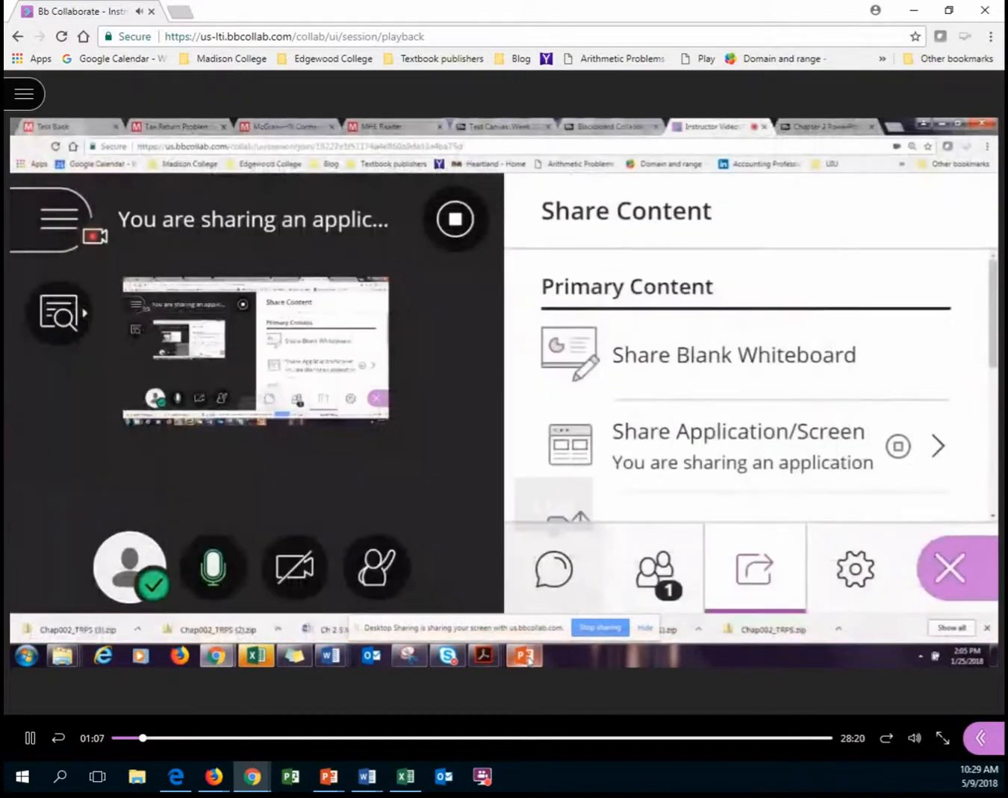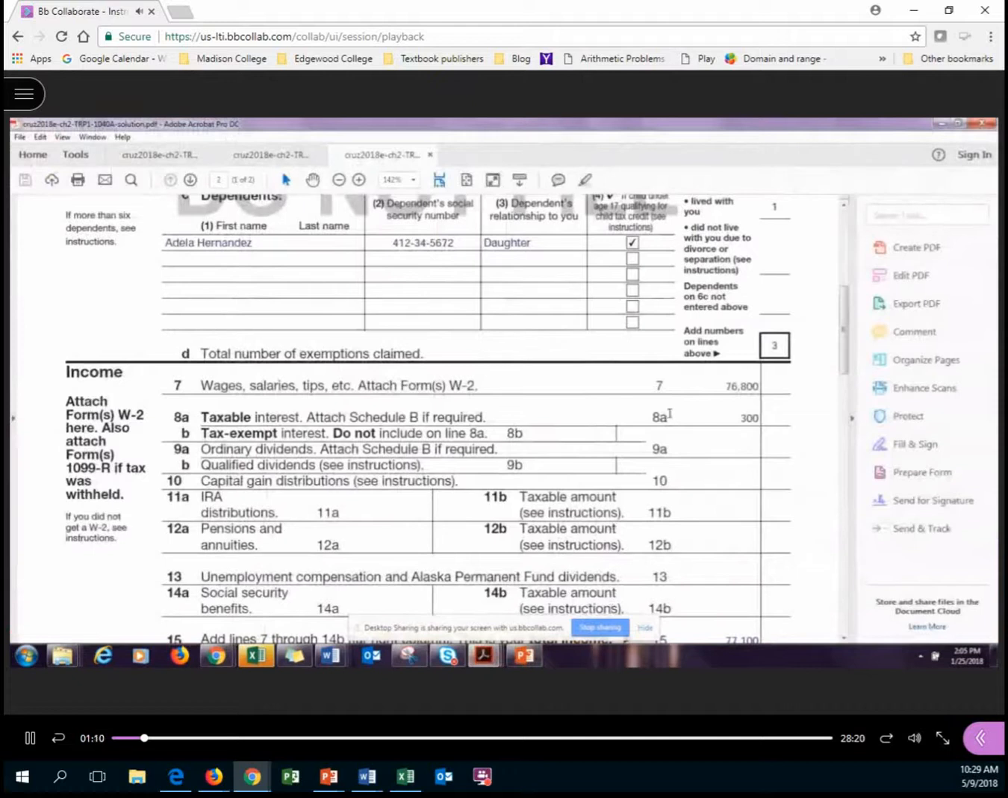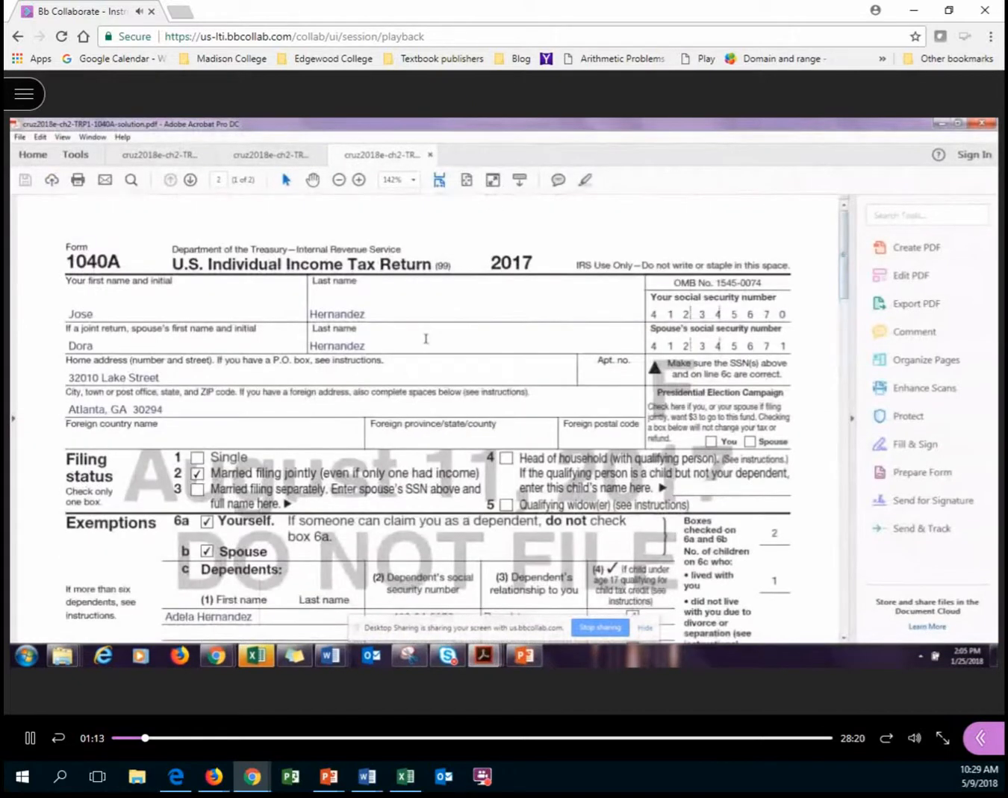And 1040A is the primary form that we'll be, as I said, focusing on in this week, this chapter. And we'll move ahead into 1040 and cover 1040 and various aspects of the form in the remaining weeks ahead. But for this week, we're going to take a look at the 1040A. This happens to be a tax form for Jose and Dora Hernandez. And I'll be jumping back and forth between PowerPoint topics and then this form where we find the line item on the form which relates to the topic that we're discussing in the PowerPoint.